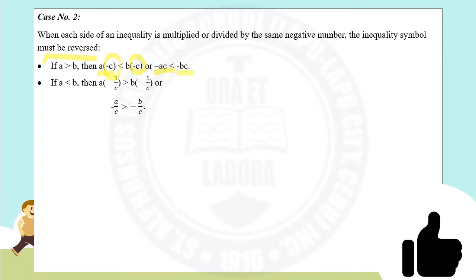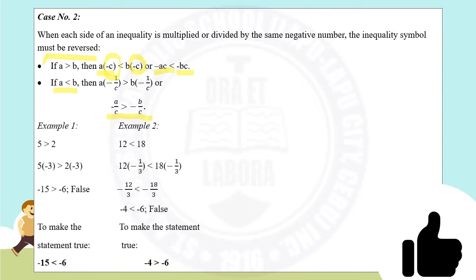For this one, if a less than b, then a times negative 1 over c, greater than b times negative 1 over c, or it is negative a over c greater than negative b over c. It is still the same.